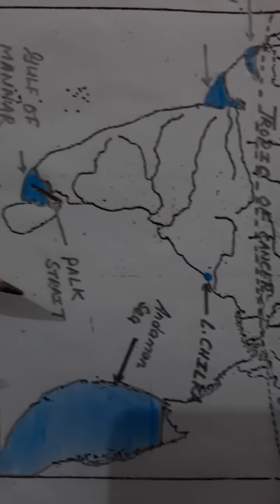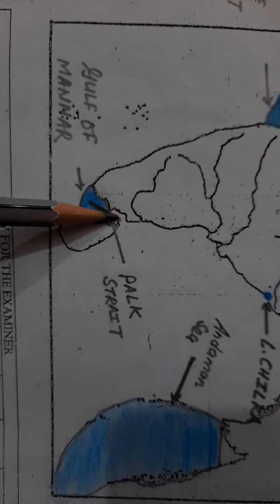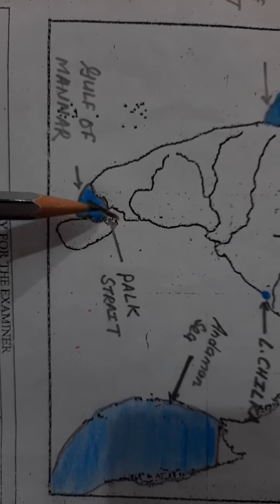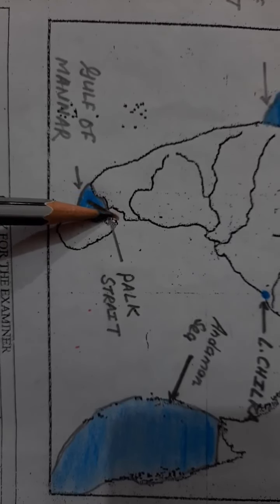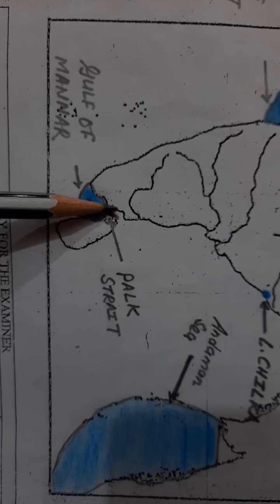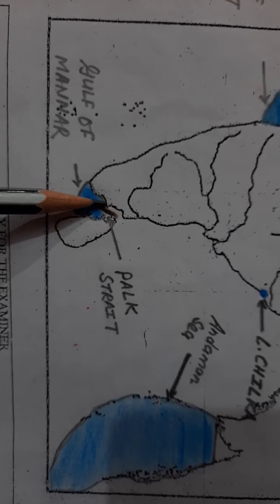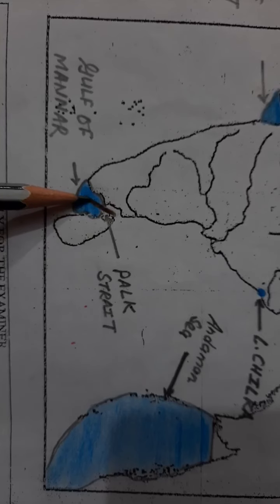Then in the south, the Palk Strait. What is a strait? A passage of water that joins two water bodies and separates two landmasses is called a strait. So this is the Palk Strait, joining Palk Bay and the Gulf of Mannar. So mark it with a thick blue line.